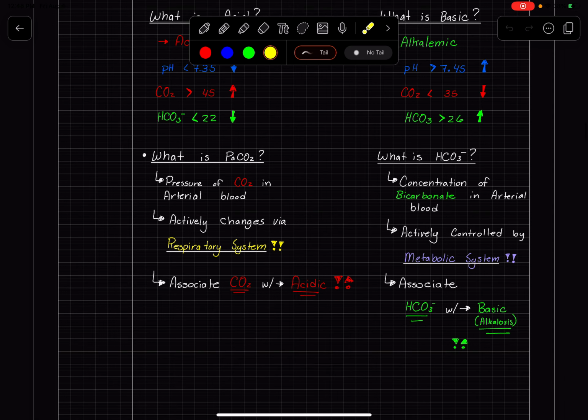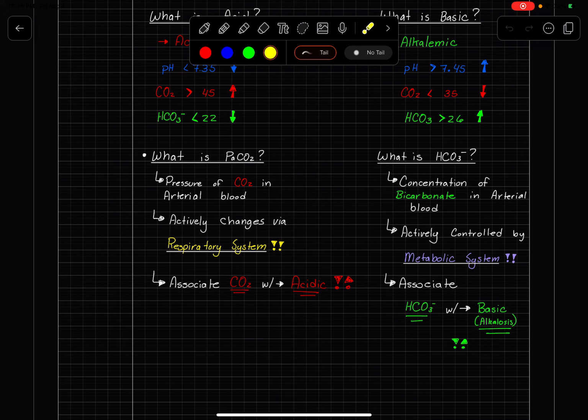Okay, then what is HCO3 minus? Well, that's what we call bicarb. Bicarb is the concentration of bicarb in the arterial blood gas. It is actively controlled by the metabolic system. Oh, okay. What part of the metabolic system?